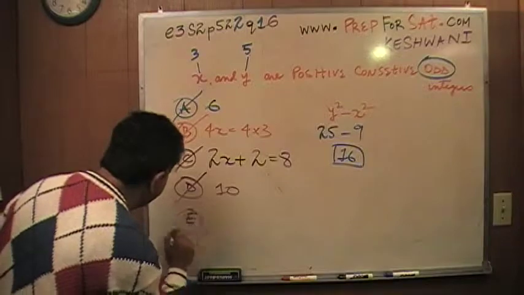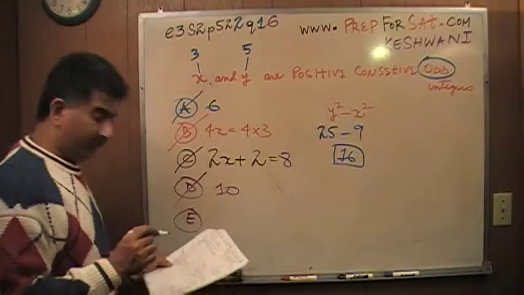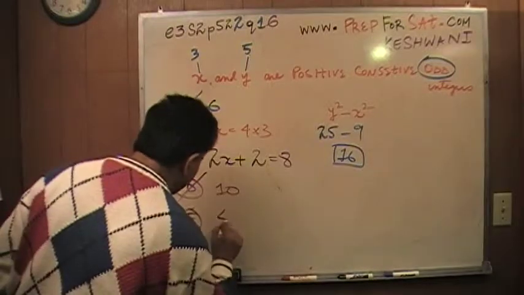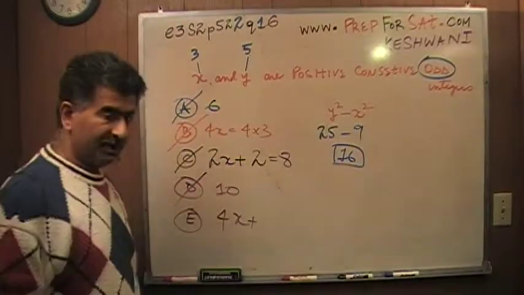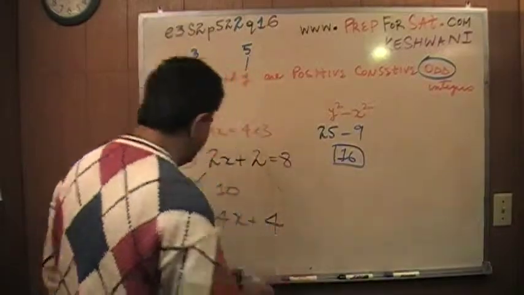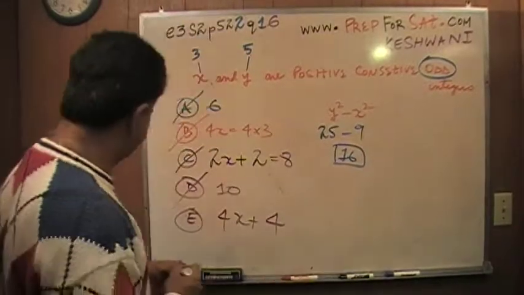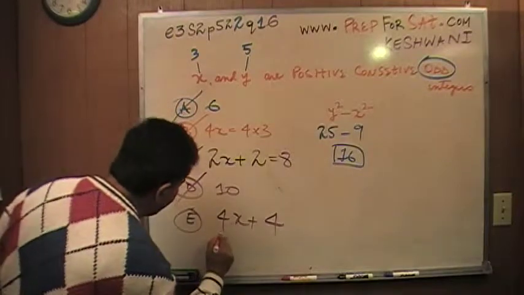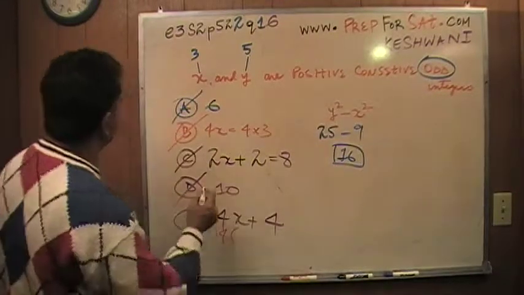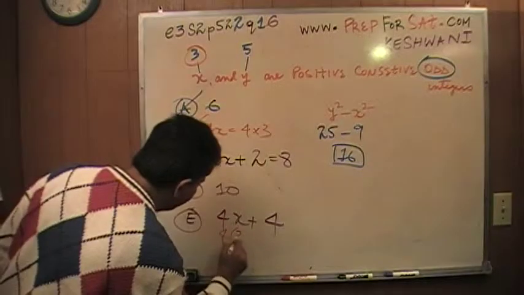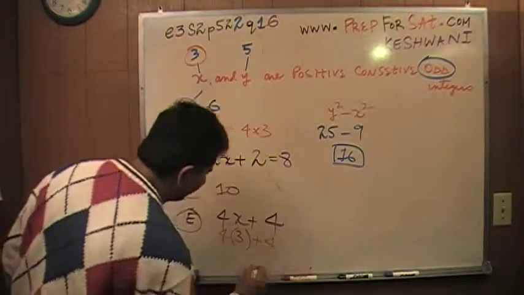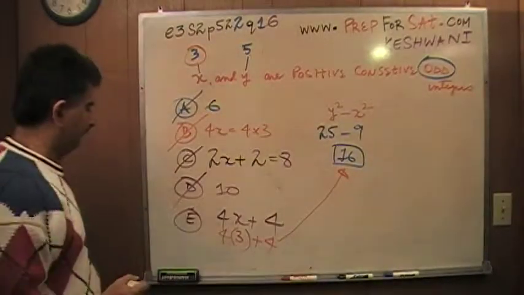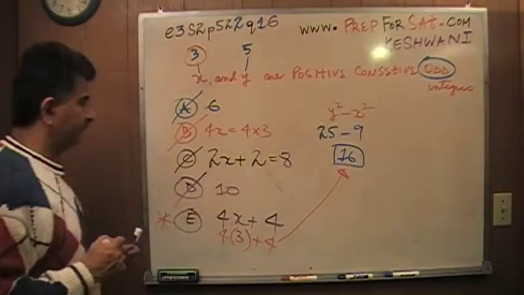E says, well, I'm getting this gut feeling that we are getting very close to jackpot. 4x plus 4. Let's see what that gives me. 4 times my x was 3. Remember, 4 times 3 is going to give me 12. Plus 4 is 16. Et voila, 16. This guy is the winner.